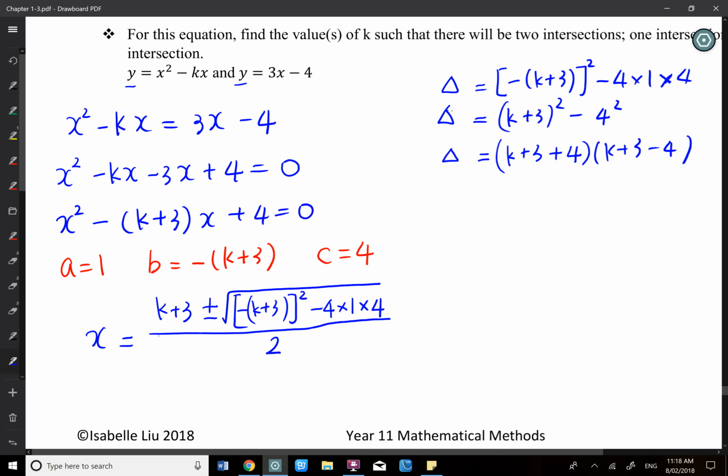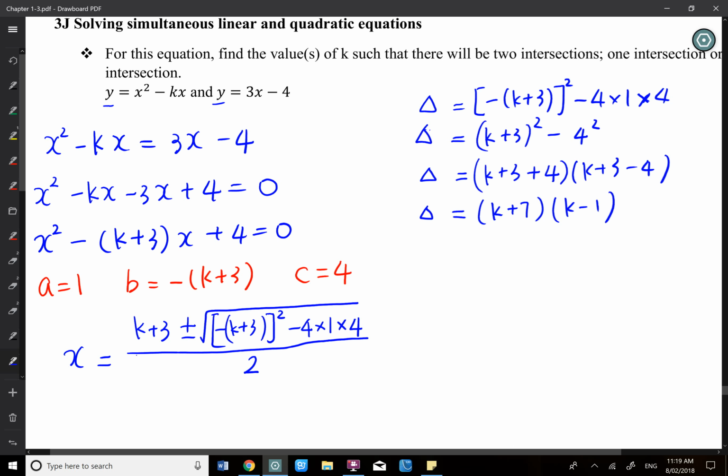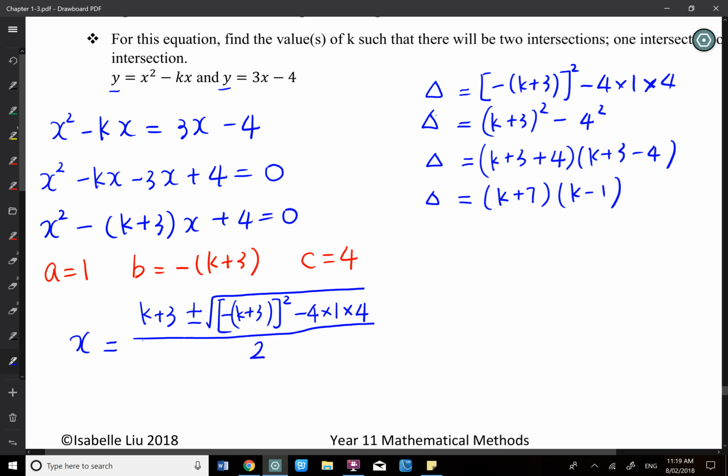when we're sketching, we factorize it. When we solve, we factorize that. So we all need the factorized form actually. So I will factorize by using the a plus b and a minus b formula: a squared minus b squared equals a plus b times a minus b. What we have is (k plus 7)(k minus 1). That's the result I will have. That's my discriminant. So if you want two intersections, one intersection and no intersection, there will be three different cases.